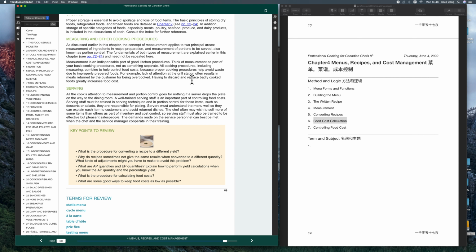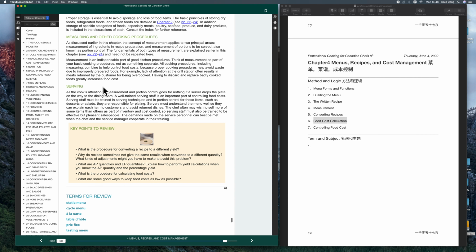All cooking procedures, including measuring, combine to help control food costs because proper cooking procedures help avoid waste due to improperly prepared foods. For example, lack of attention at the grill station often results in meat returned by the customer for being overcooked. Having to discard and replace badly cooked foods greatly increases food costs.